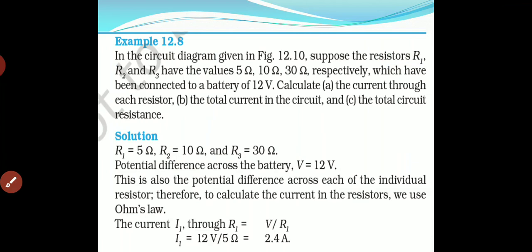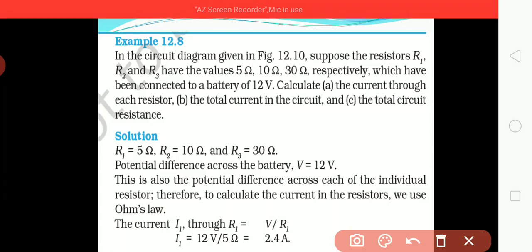So we will get this. Now example 12.8, in this we can find that 5 ohm, 10 ohm and 30 ohm resistances are connected, and the potential difference is 12 volt. We have to find how much current is passing through each resistor. Here R1 is equal to 5 ohm, R2 is equal to 10 ohm and R3 is equal to 30 ohm. The potential difference is 12 volt.